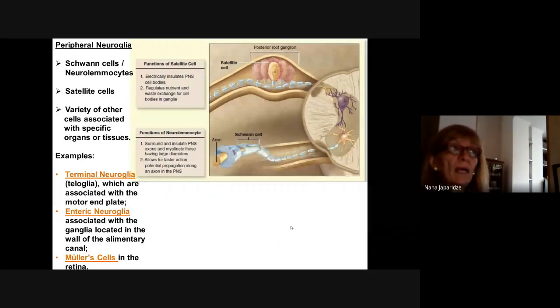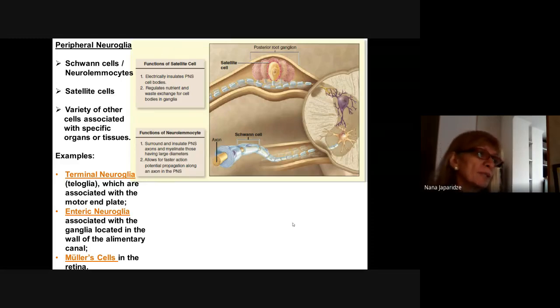Okay, another type of glia is peripheral neuroglia, which contains Schwann cells, also called neurolemmocytes. We have satellite cells there and a variety of other cells which are associated with specific organs. For example, enteric glia or Muller glia, which are the Muller cells in the eye, so in the retina.